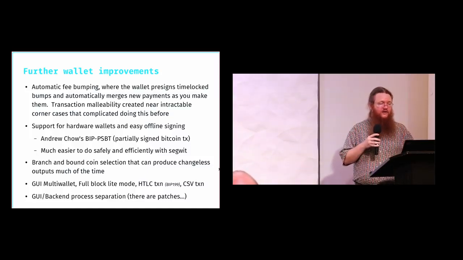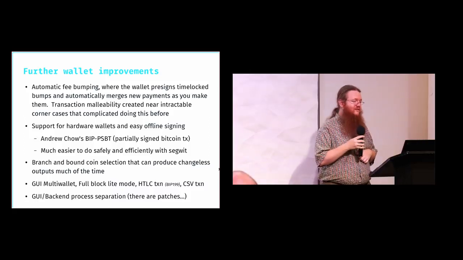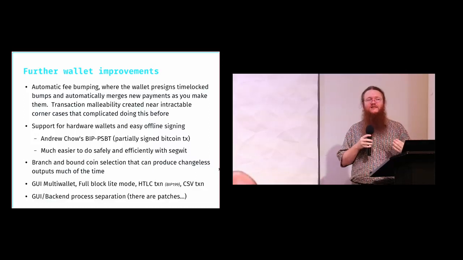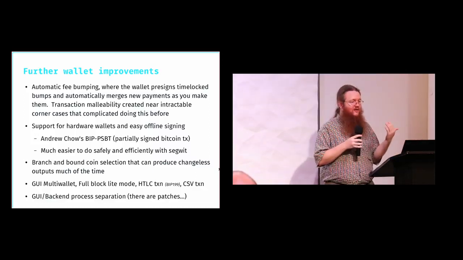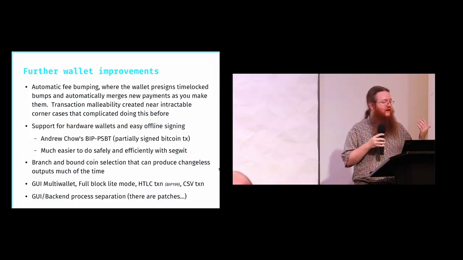Another thing that people are working on is branch and bound coin selection to produce changeless outputs much more of the time. So this is Mark Erhardt's design that Andrew Chow has been working on implementing. There's a pull request. It barely missed going into 0.15, but the end result of this will be transactions being less expensive for the users and also making the Bitcoin network more efficient because it's creating change outputs less often.